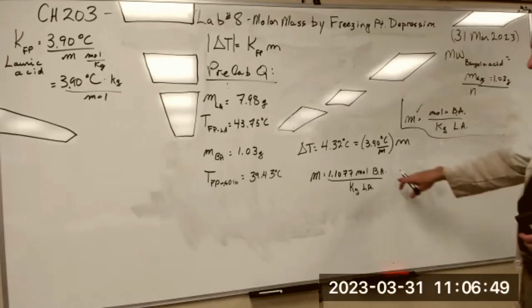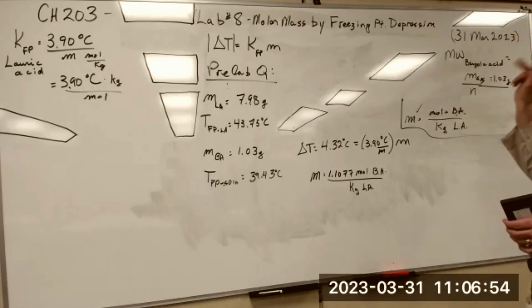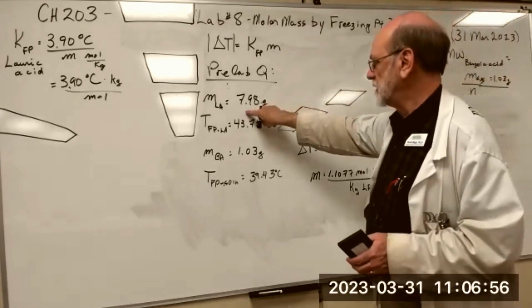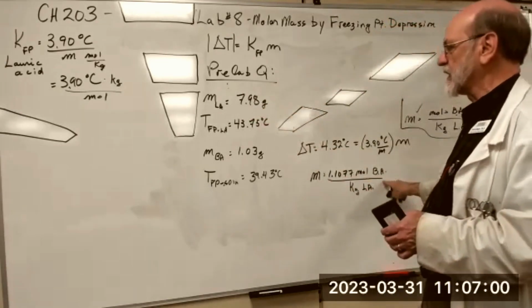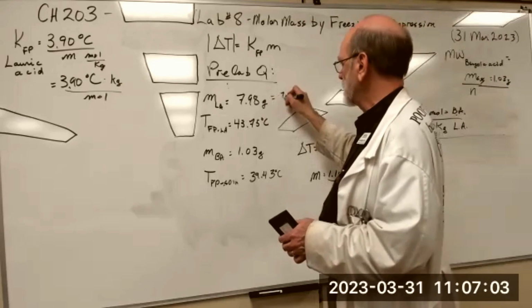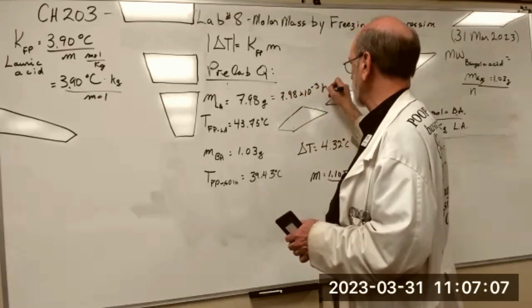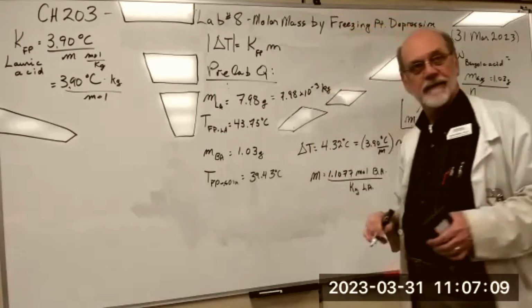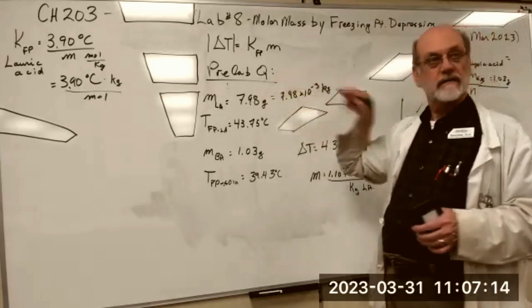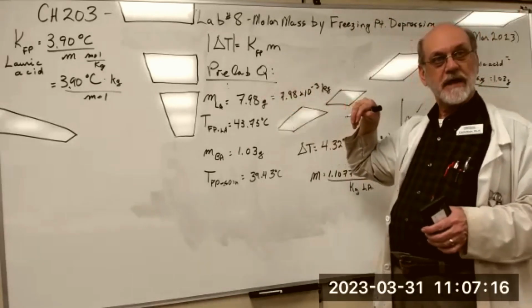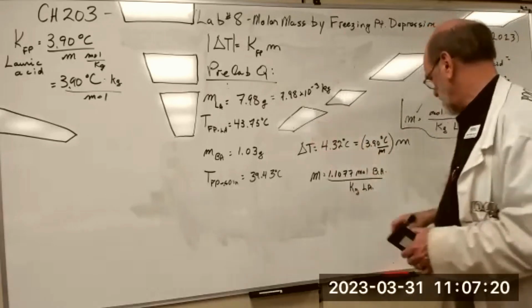Now, how do we find the moles of benzoic acid? Well, look what happens when you have this many grams of lauric acid. We want to cancel kilograms. So this has to be 7.98 times 10 to the minus 3 kilograms. Correct? Because there are 1,000 grams in a kilogram. So it's 10 to the minus 3. Okay? Or do we need to work that one out? No. Oh, okay. Yeah, you're fine.